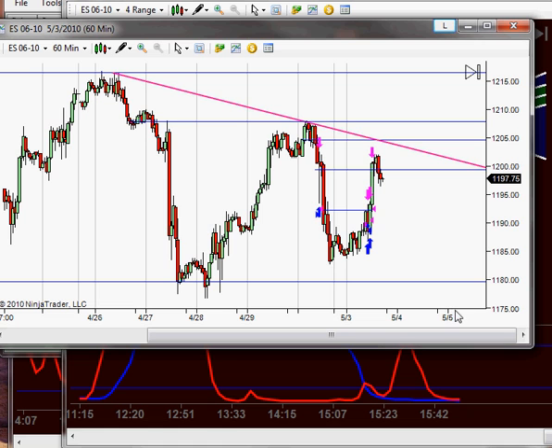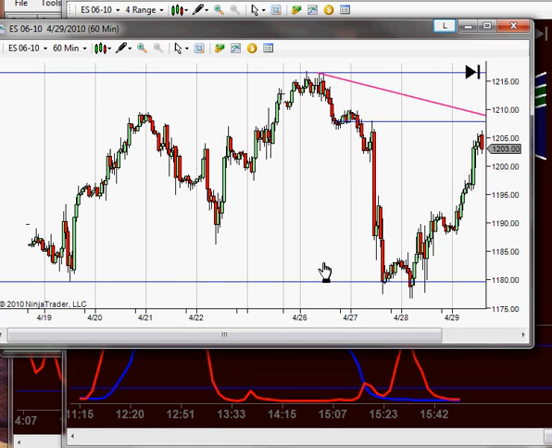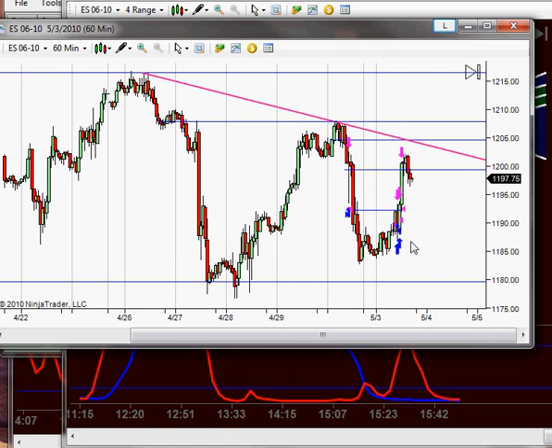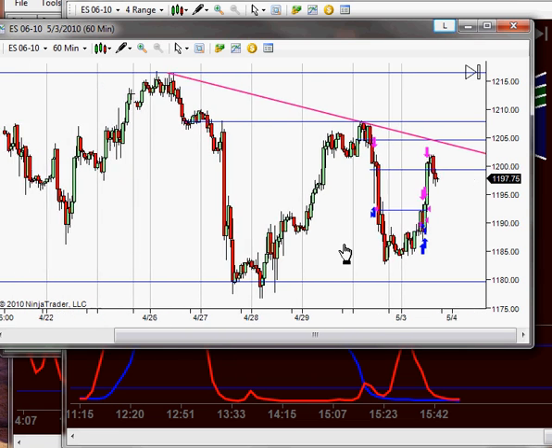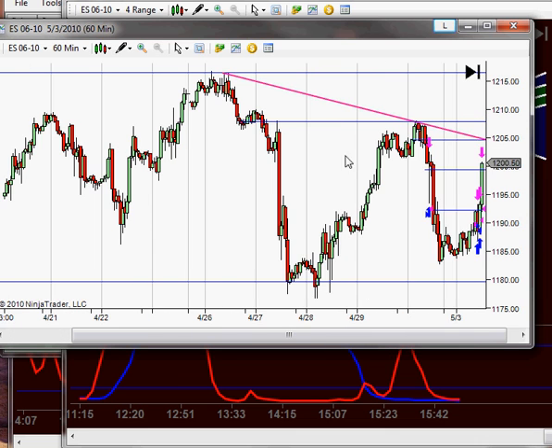If the market comes down to this 1180 area, we've had lots of support on this 1180 area, and there's tons of orders stacked here. So if we can break under here significantly, I think we see a big drop to the downside. Otherwise, we're just going sideways.